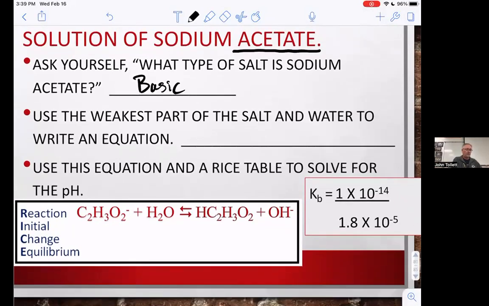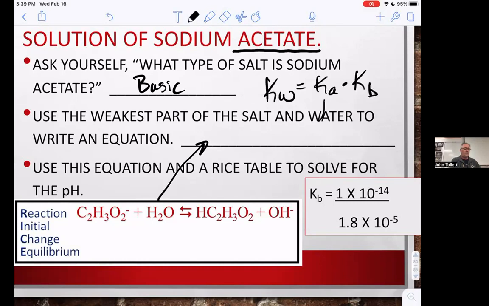I've written the equation down here at the bottom. You could just write up there in that blank, but it's the acetate plus water will yield the original acetic acid, the parent, and hydroxide ions. So I've set up a RICE table here to solve for the pH. I've gone ahead and written over there what you would do to find the Kb. Remember that the Kw is going to equal your Ka times your Kb.